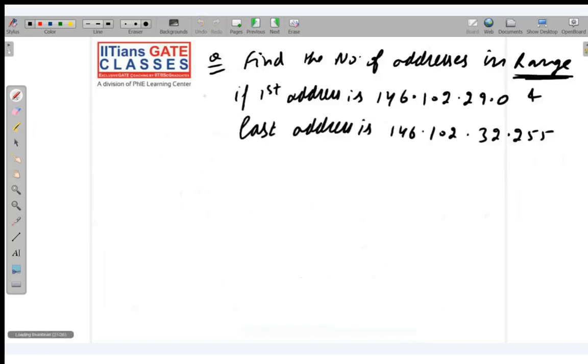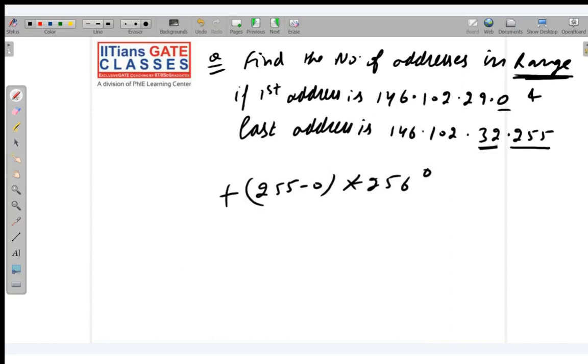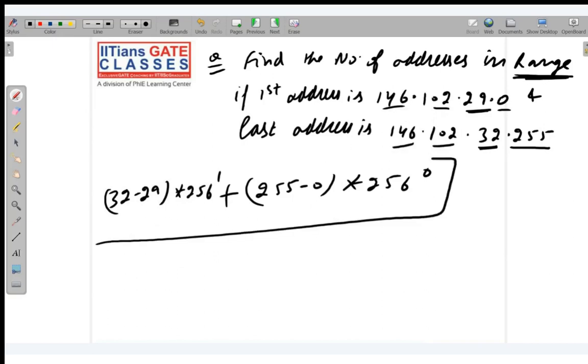Okay, now it's very simple. Everything is over. So what will be our answer now? 255 minus 0 into 256 power 0, plus 32 minus 29 into 256 power 1. And here 102 minus 102 is 0, and 146 minus 146 is 0. That's it. So solve and get the answer.